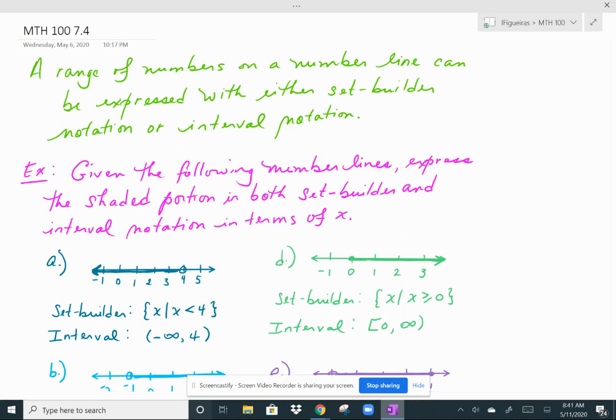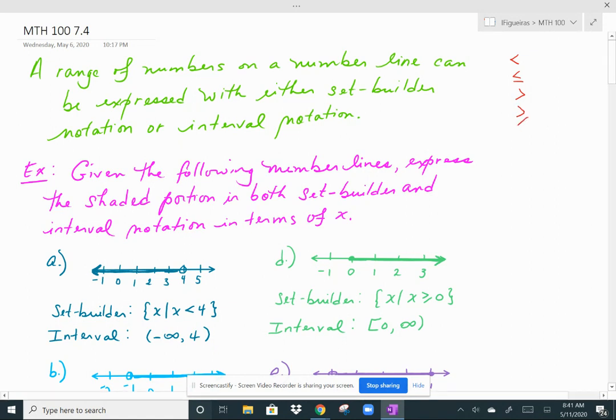Hi, this lesson is about solving inequalities. What's an inequality? So we have the less than symbol, the less than or equal to symbol, the greater than symbol, and the greater than or equal to symbol. So we'll be solving inequalities. Instead of having an equal sign, we'll have one of these four symbols.